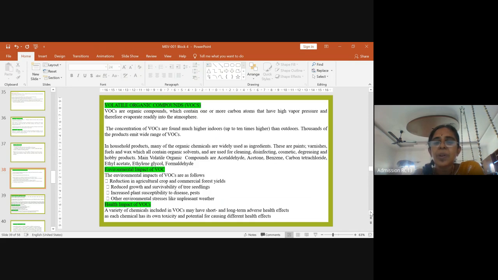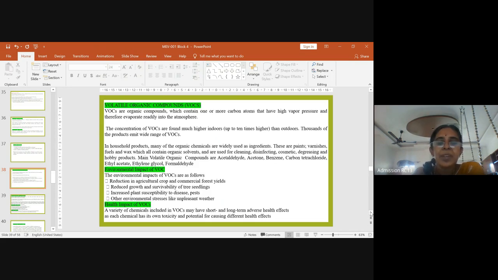Thousands of products emit a wide range of volatile organic compounds. In household products, many organic chemicals are widely used as ingredients, like in paints, varnishes, fuels, and wax, which consist of organic solvents used for cleaning, disinfecting, degreasing, and hobby products. Some common volatile organic compounds are acetaldehyde, acetone, benzene, carbon tetrachloride, ethyl acetate, ethylene glycol, formaldehyde, etc.